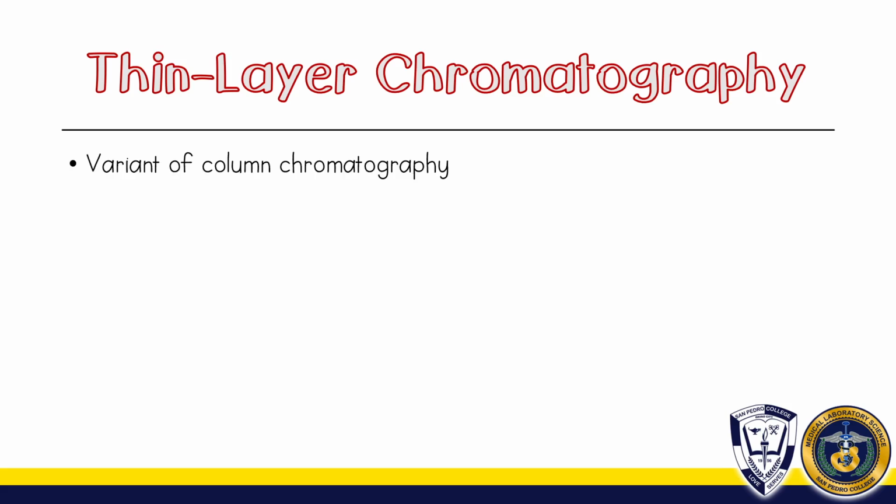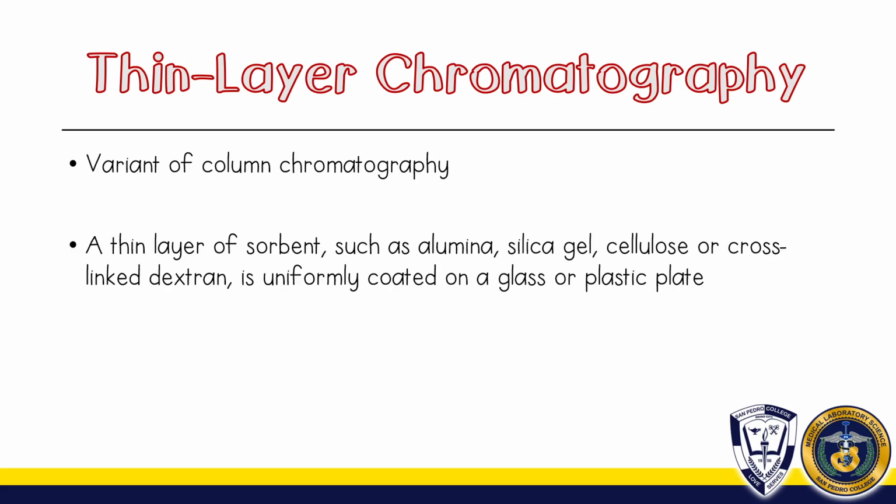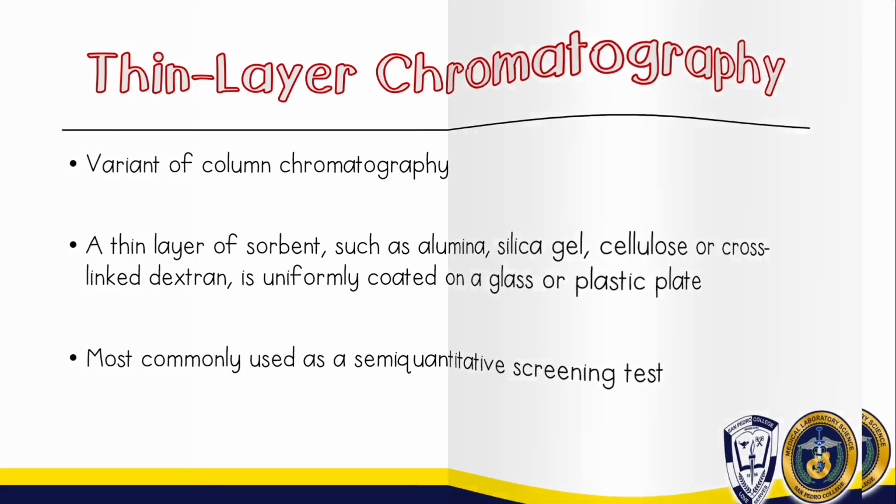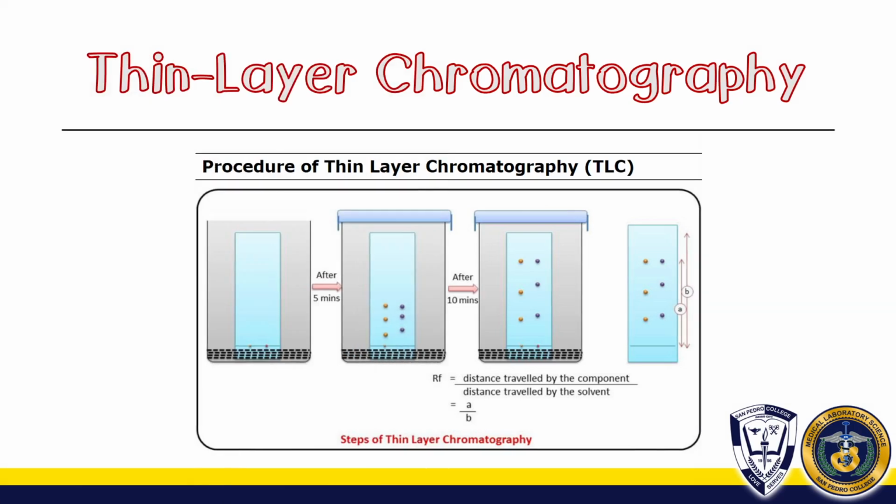Now, thin layer chromatography is a variant of column chromatography. It is called thin layer because we are placing a thin layer of sorbent, which could be alumina, silica gel, cellulose, or cross-linked dextran, uniformly coated on a glass or plastic plate. Thin layer chromatography is most commonly used as a semi-quantitative screening test. And this is how it looks like.